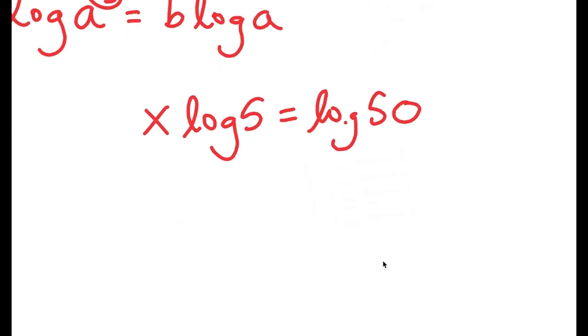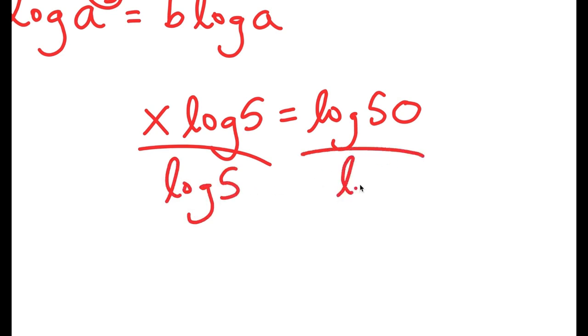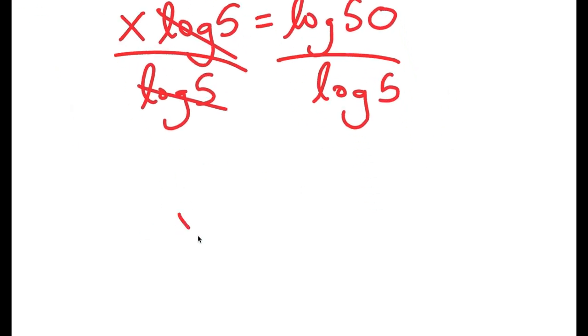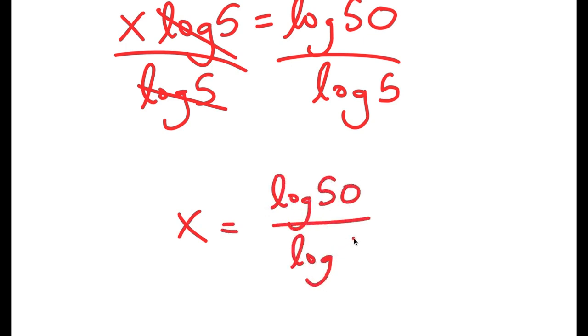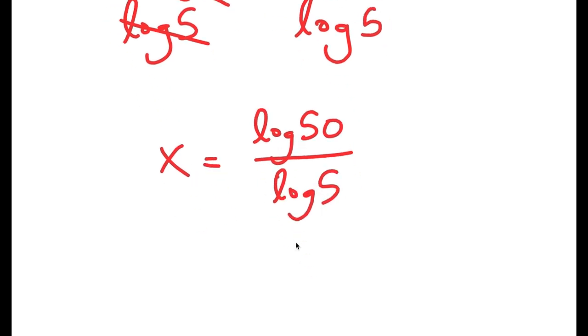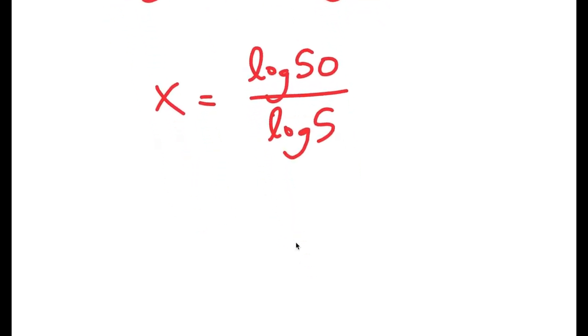And now remember, we want to find the value of x, so all we have to do is get rid of this log 5 by dividing both sides by log 5. So now these two cancel out, and I get x is equal to log 50 over log 5. And now let's simplify this a little to get the exact decimal value.